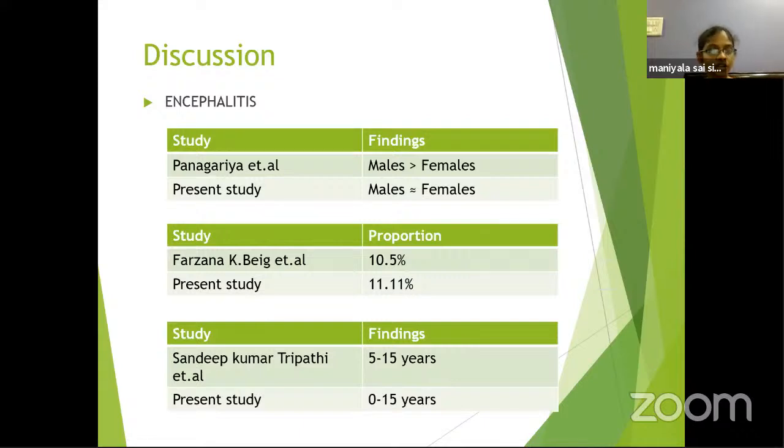Coming to the discussion, the study done by Panagaria et al. shows males were more than females, but my study has shown males and females were almost in equal proportion. The study done by Farzana K. Beek et al. has shown the proportion to be 10.5%, but my study has shown the encephalitis proportion to be 11.11%. The study done by Sandeep Kumar Tripathi et al. has shown more number of cases in 5 to 15 years. My study has shown more number of cases in 0 to 15 years.